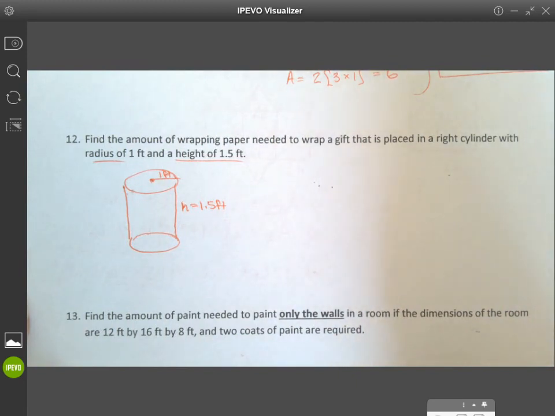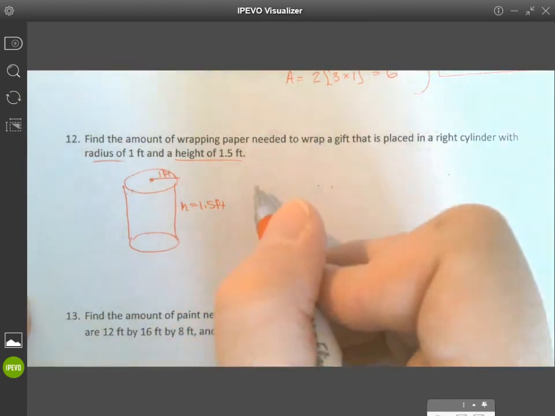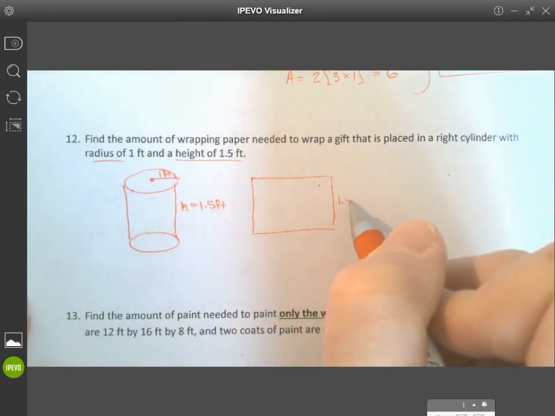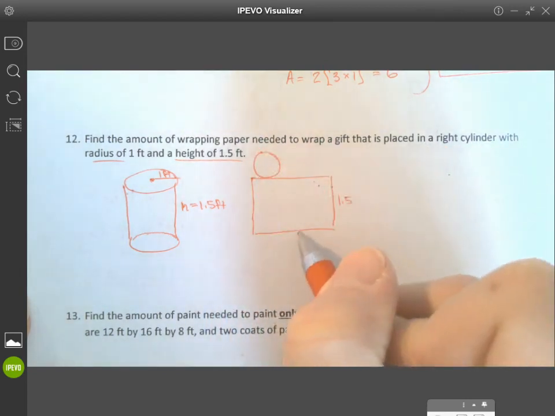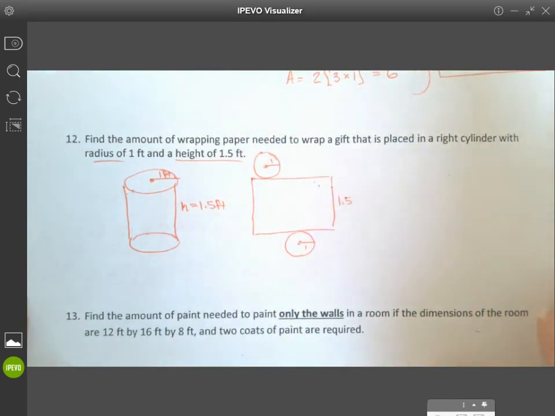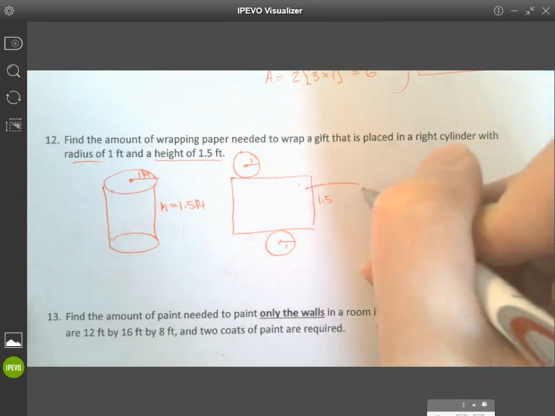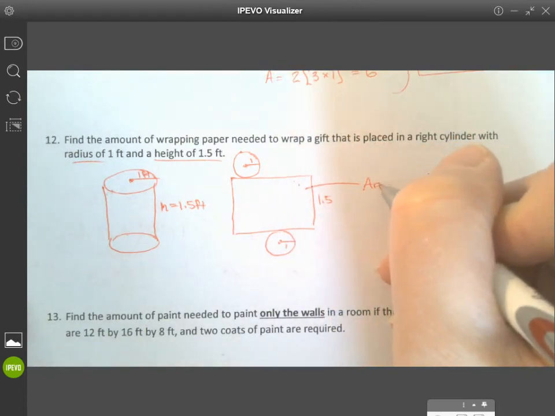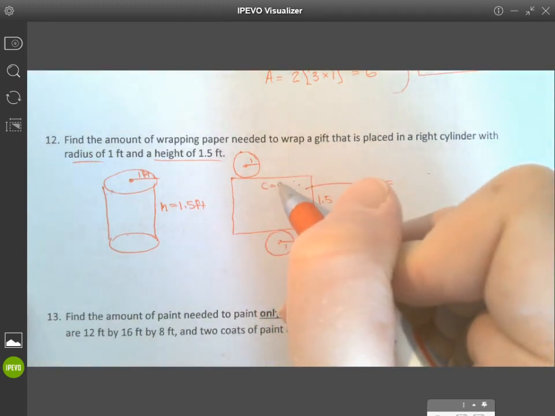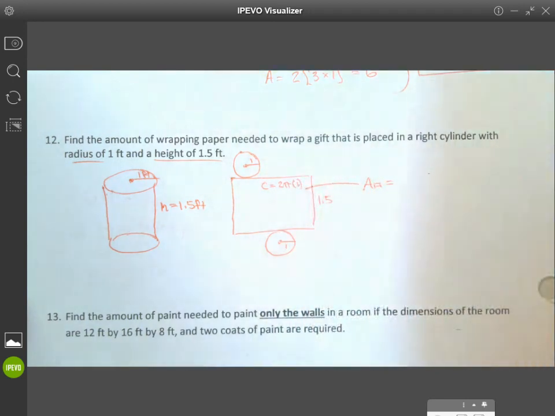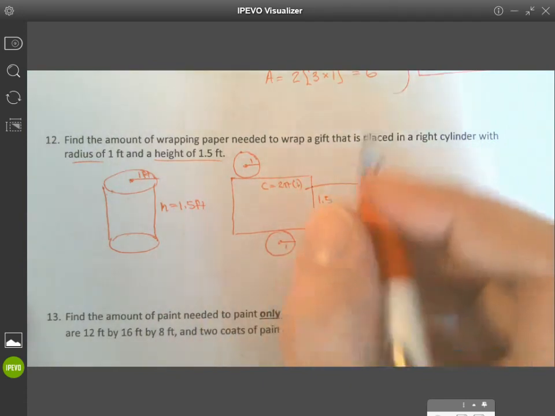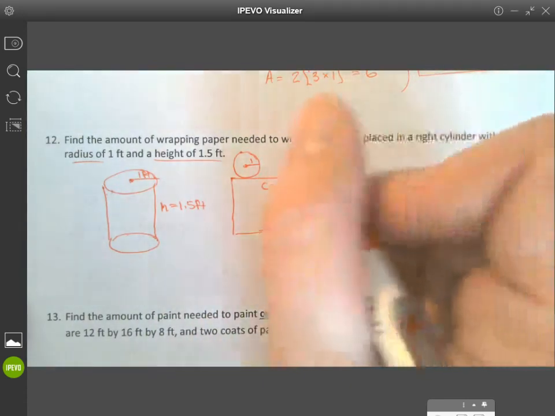Now, if you want to draw a net to help yourself, I think that's fine. So here's my net. If I peel it apart, I've got the height of 1.5, and I've got the 2 circle flaps coming off of it. And each circle has a radius of 1. So we have extra work to do here, guys. In order to find the area of the rectangle, I need to find the circumference. That's what we were talking about. C equals 2 pi times 1. So this is truly like the base of your rectangle, which rounded to the nearest hundredth, is 6.28.